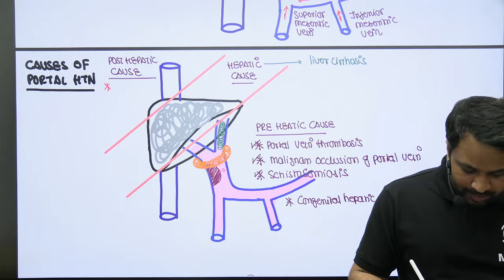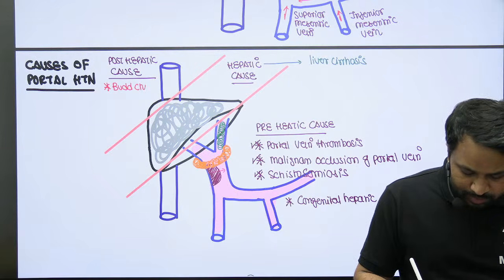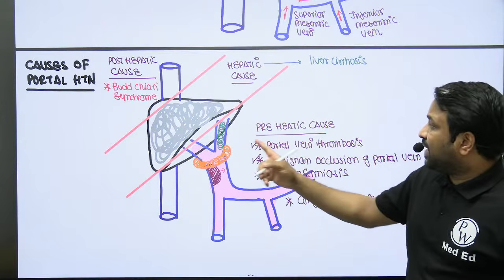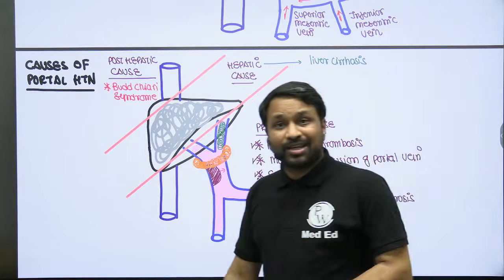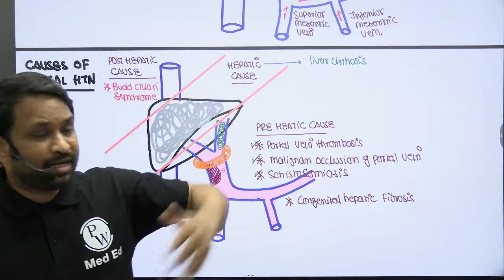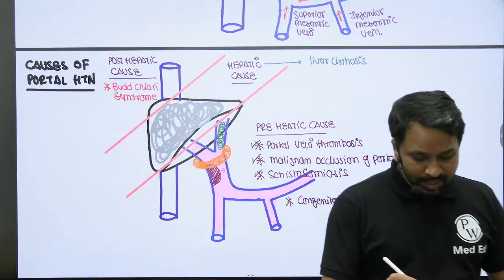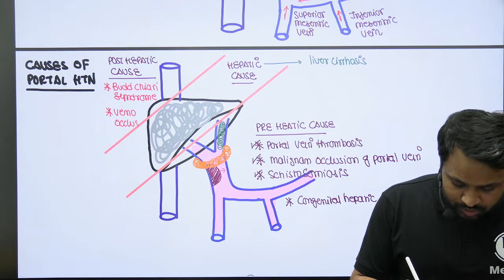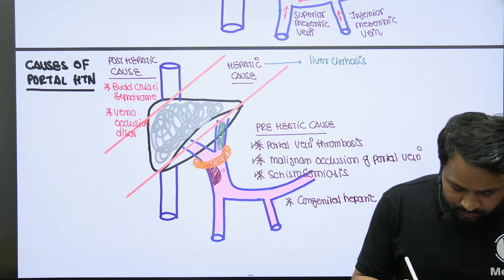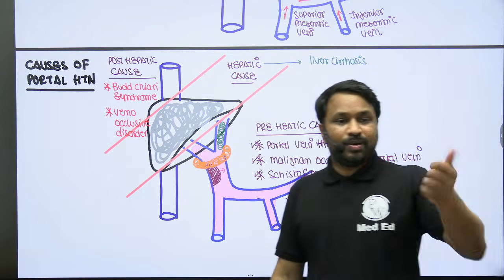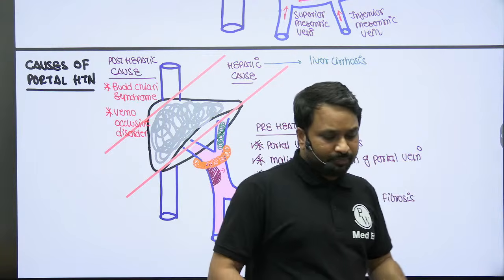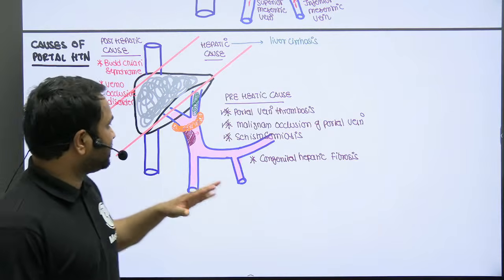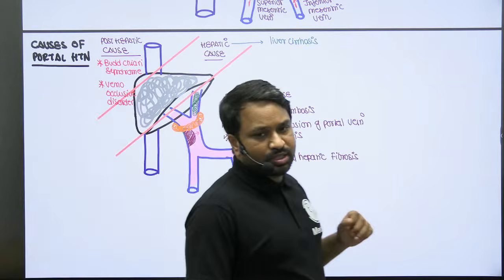Next comes your post-hepatic cause. In the post-hepatic cause, you have a veno-occlusive disorder, for example Budd-Chiari syndrome. In Budd-Chiari syndrome there is blockage of the hepatic vein. If the hepatic vein is blocked, blood will not be able to leave the liver, so blood will start pooling inside the liver, causing back pressure, then into the portal vein, resulting in portal hypertension. Not only Budd-Chiari syndrome, any other form of veno-occlusive disorder is a post-hepatic cause. So there are three different segments of causes for portal hypertension: pre-hepatic, hepatic, and post-hepatic.